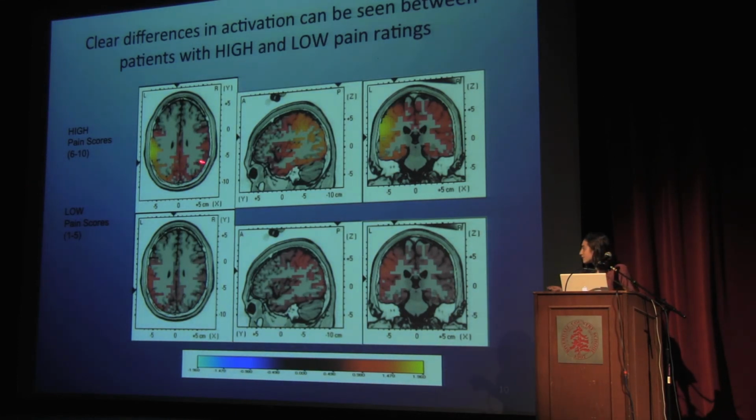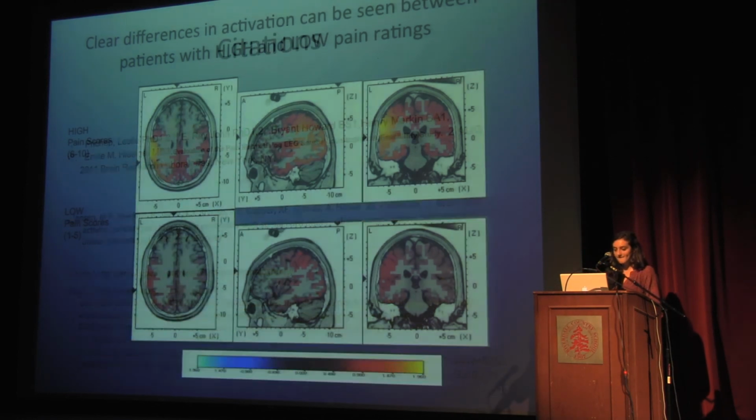So you see that in red, high red and yellow, in the high pain state there's a huge difference from that in the low pain state, but in the low pain state it's the exact same structures that are involved in encoding the pain.